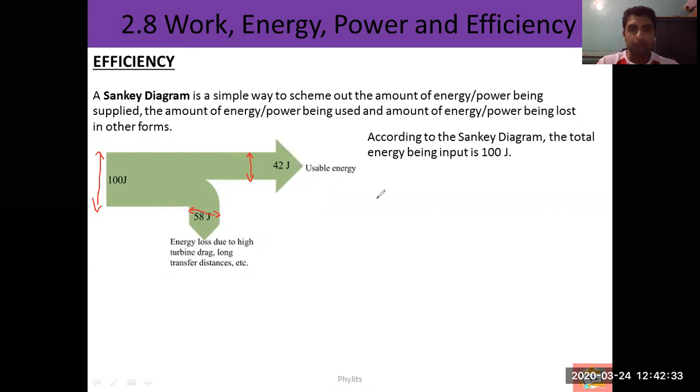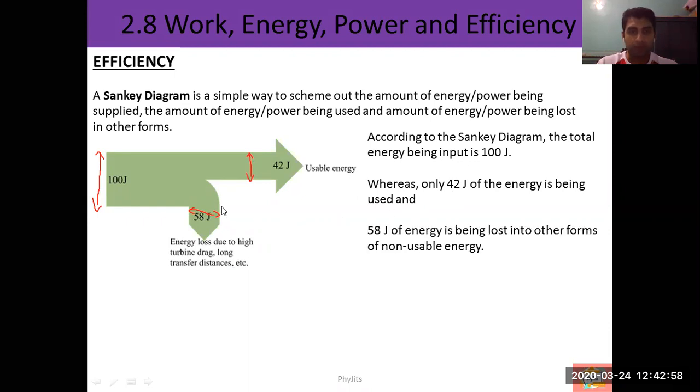All right. So one output will be the useful energy and the other output will be the energy lost. Okay, so according to the Sankey diagram, right, there is 100 joule of energy that is being input into the system. All right, but the system is only using 42 joule of energy.